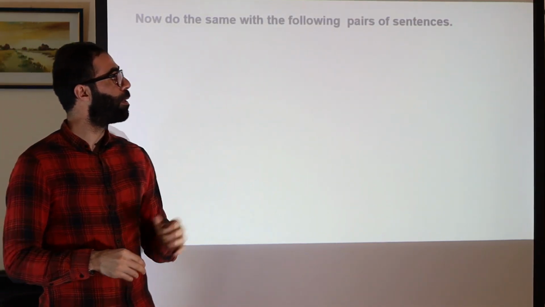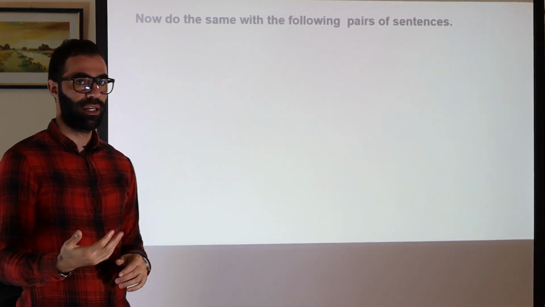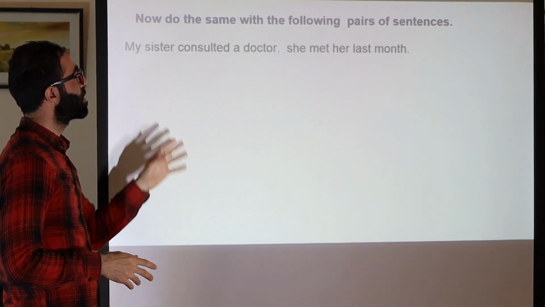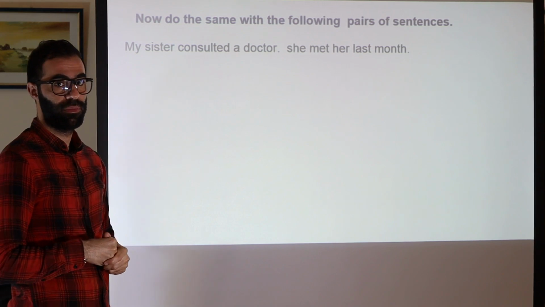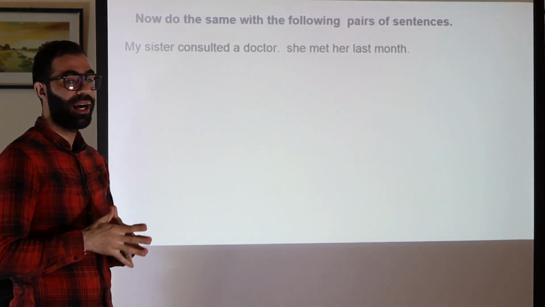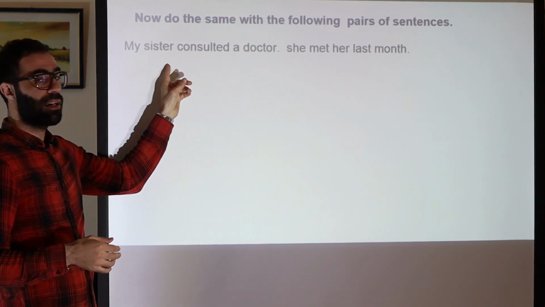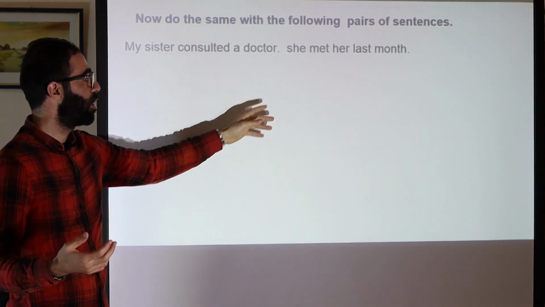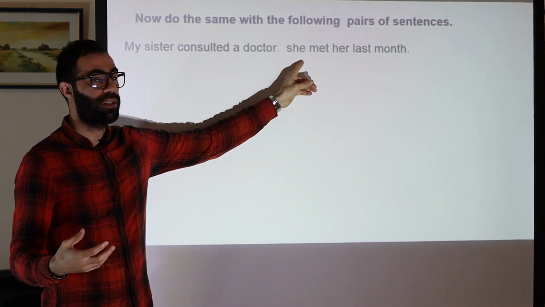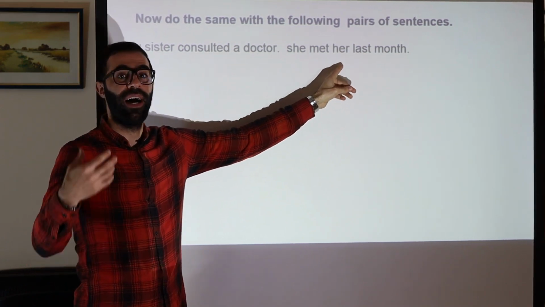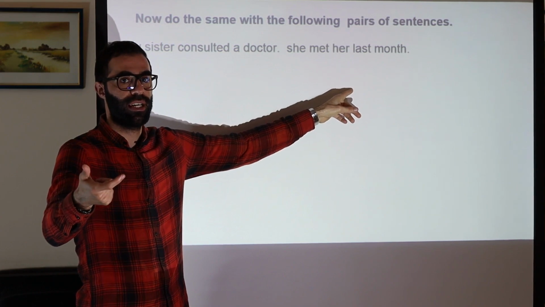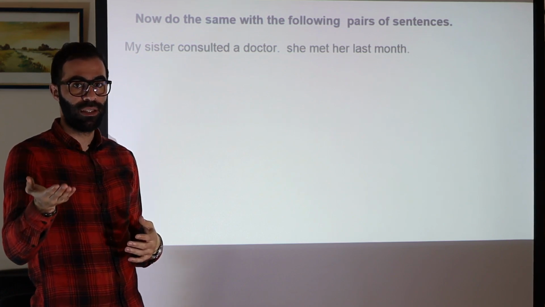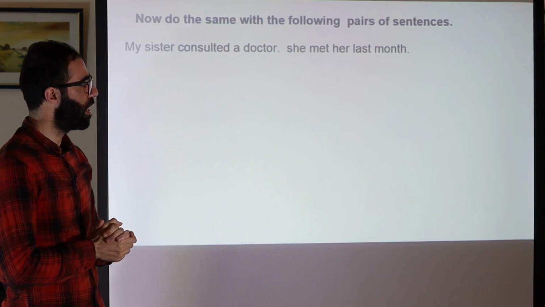Now do the same with the following pairs of sentences. Again, more practice, so that you have a clear understanding. The first example: my sister consulted a doctor. She met her last month. My sister is a subject, "consulted" is a verb, a doctor is the object. And then we have "she" as the subject, "met" is the verb, and "her" here is the object. Okay, so now we are going to drop the second object by using the relative pronoun "whom". Let's see together the answer.